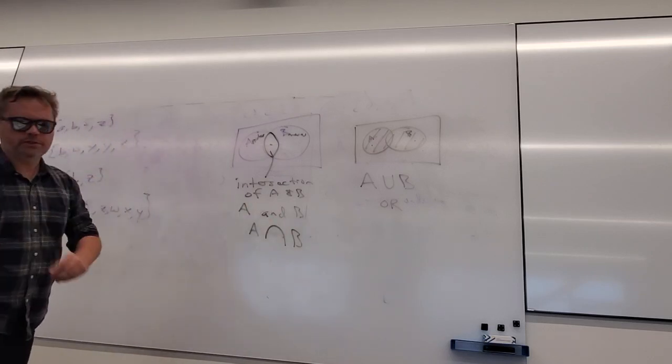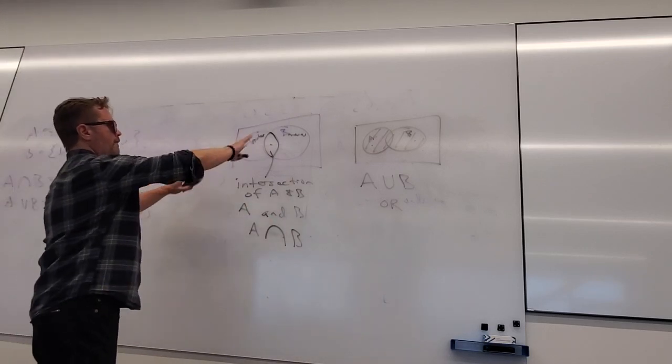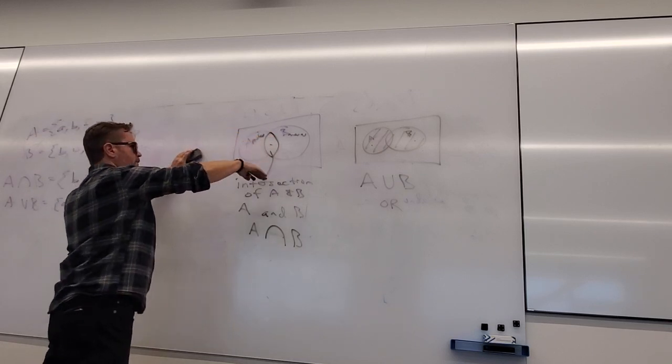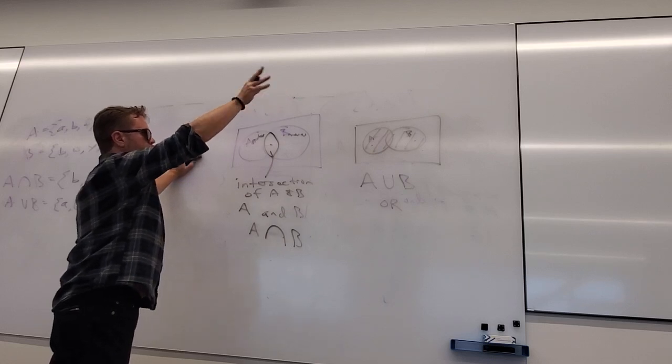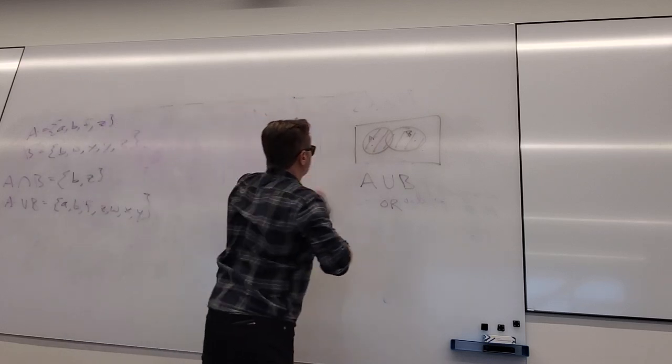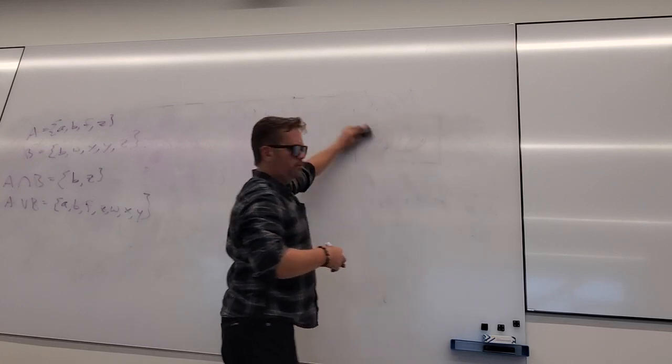So visually, we've got these ideas, right? The intersection is where the two circles actually meet. The union is just everything shaded in together. Oh, let me do one more thing here, yeah.